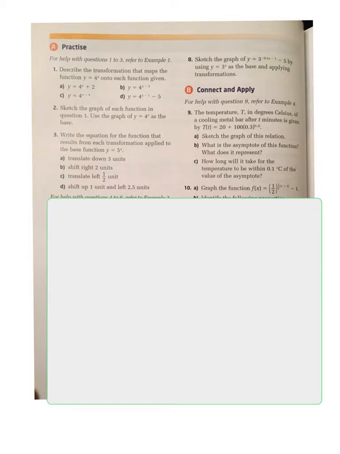Question 3 here, we're going to come up with an equation. Gone to green for some reason. Write the equation for the function that results from each transformation applied to y equals 5x. So let's have a look at y equals 2 to the x again, so I'm not doing all the work for you.